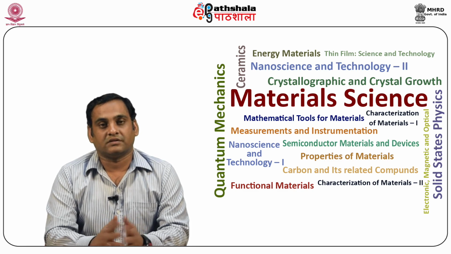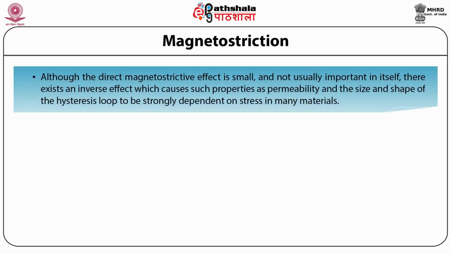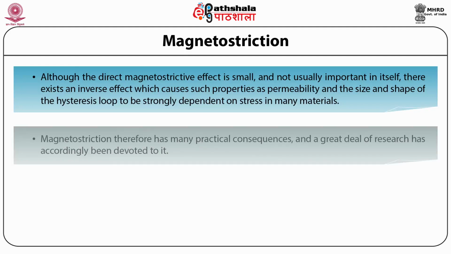Although the direct magnetostrictive effect is small and not usually important in itself, there exists an inverse effect which causes such properties as permeability and the size and shape of the hysteresis loop to be strongly dependent on stress in many materials. Magnetostriction, therefore, has many practical consequences, and a great deal of research has accordingly been devoted to it.